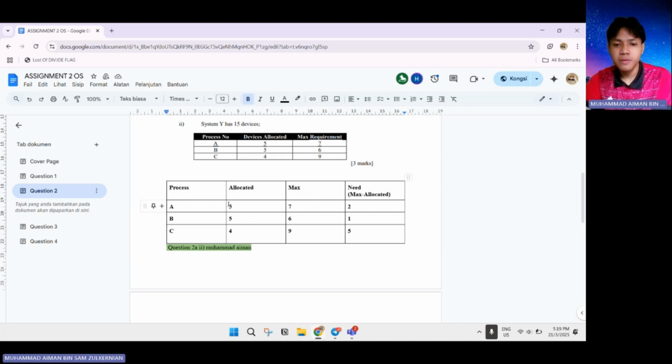So for process A, to calculate the need, we need to subtract the allocated amount from the max requirement. So for process A, 7 minus 5 is 2. For process B, 6 minus 5 is 1. For process C, 9 minus 4, so the need is 5.